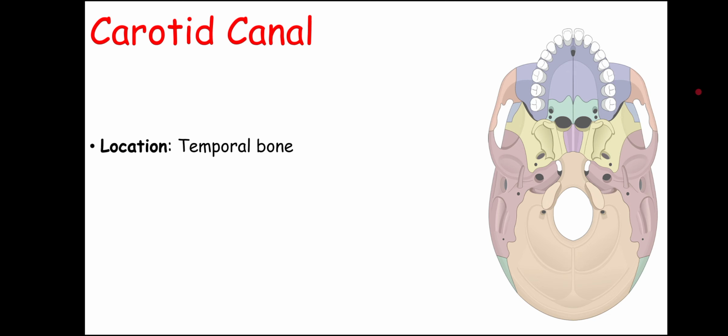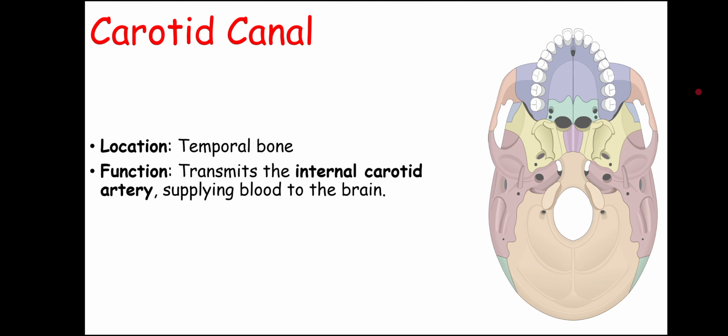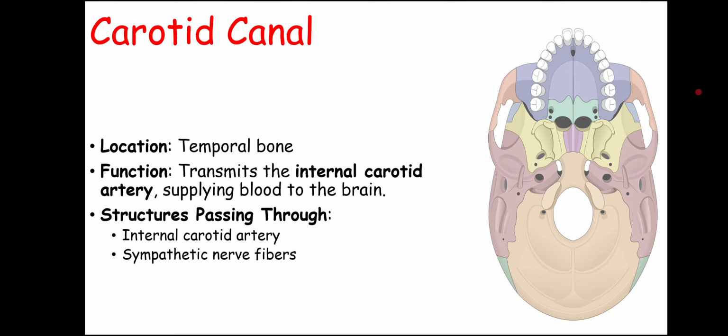The next foramen is carotid canal. Its location is in the temporal bone. Its function is that it transmits the internal carotid artery, supplying blood to the brain. Structures passing through carotid canal are the internal carotid artery and sympathetic nerve fibers.